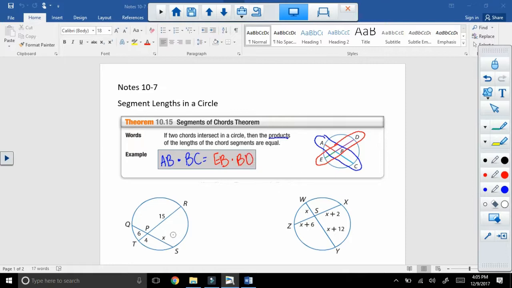So looking at this example, what I could do is look at each chord. So this chord has these two parts. I'm going to multiply those two parts together and set that equal to these two parts multiplied together. This one's not too bad algebraically. We just have 6x equal to 60, or x equals 10.